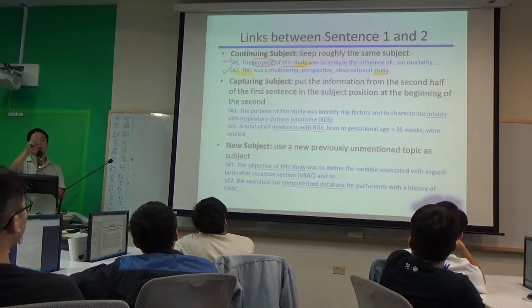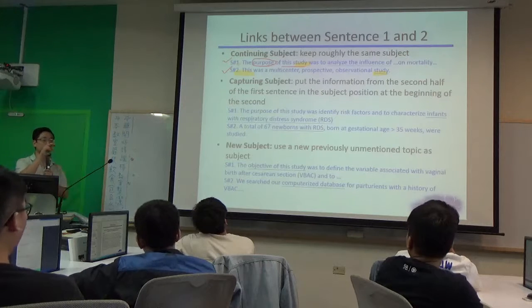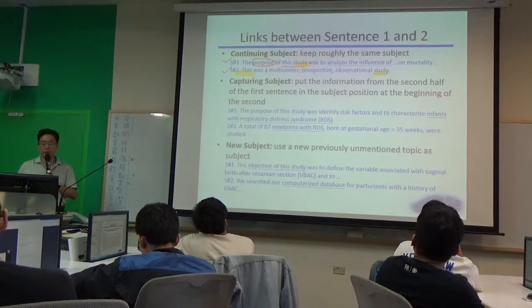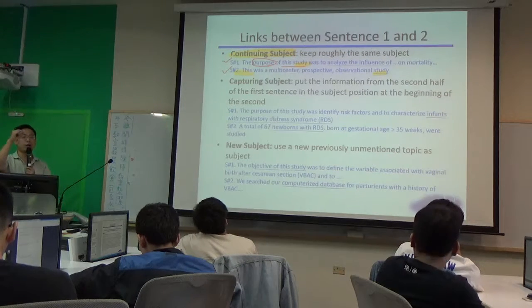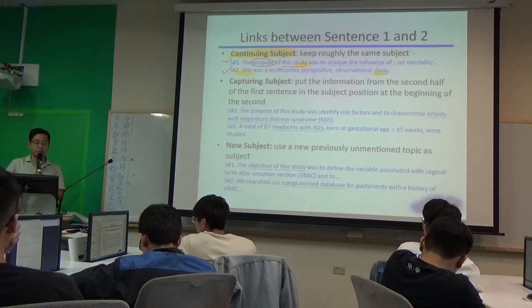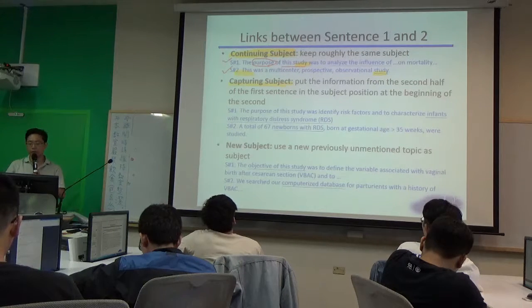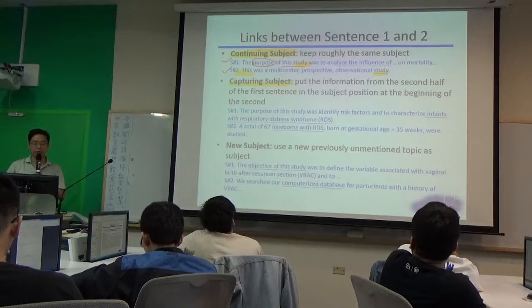Okay. For sentence 1 and sentence 2, both of them are talking about the study. So this is called continuous subject. So this is how to link sentence 1 and sentence 2. Another type, capturing subject: put the information from the second half of the first sentence in the subject position at the beginning of the sentence.